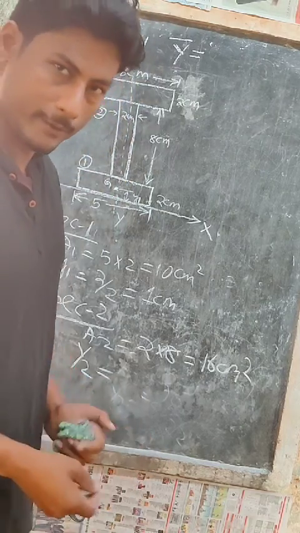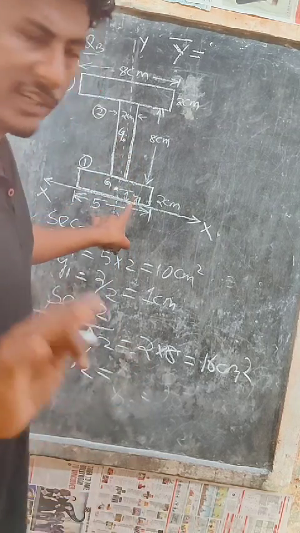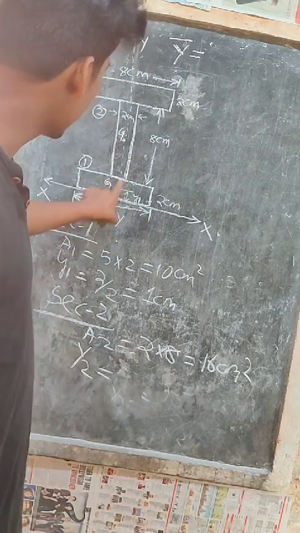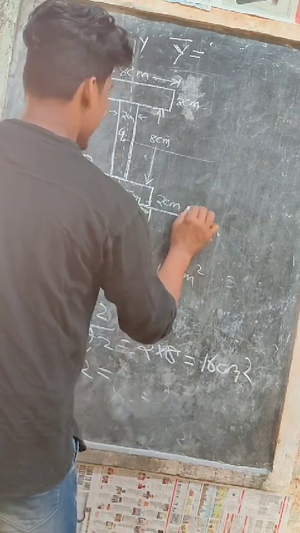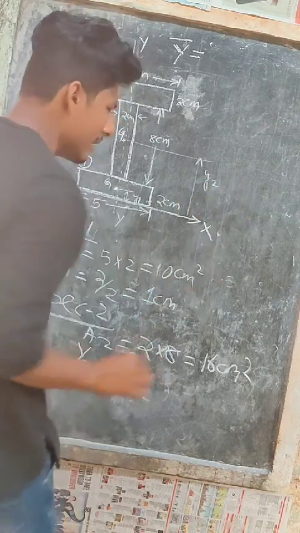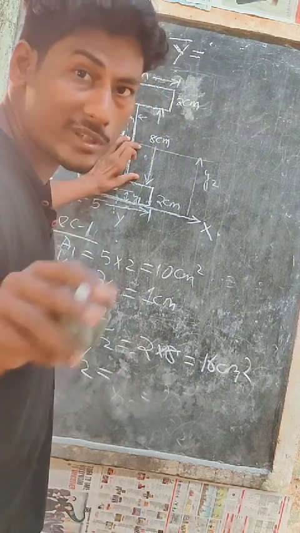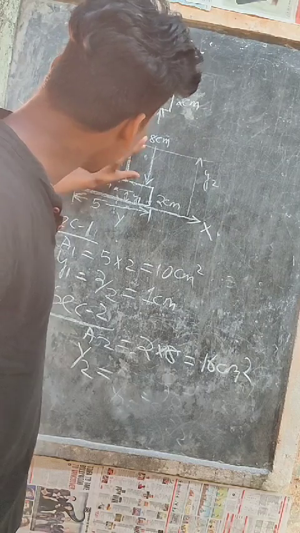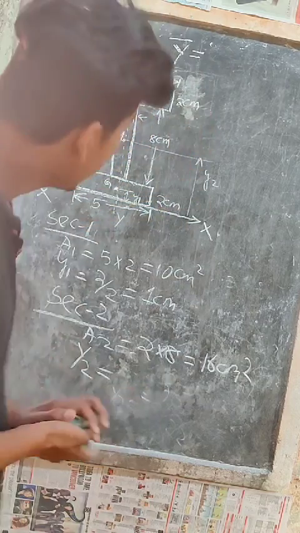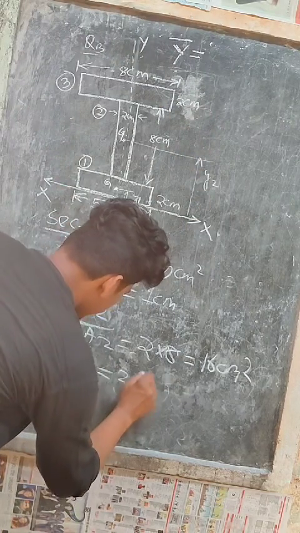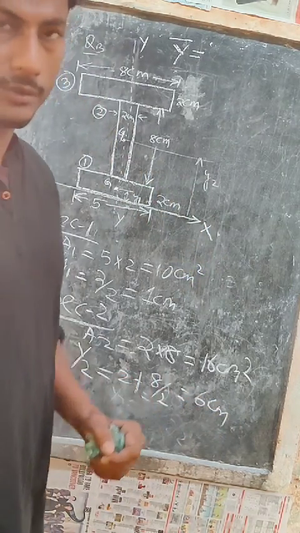Next come to y2. What is y2? Y2 means the distance from the x-axis to the CG point. And this is the CG point. This is the x-axis. So what is y2? This is 2 centimeter, and this distance will be 4 centimeter, because this is 8 centimeter and half distance means 8 by 2 equal to 4. 4 centimeter plus 2 centimeter is 6 centimeter. So 2 plus 8 by 2 equal to 6 centimeter. And this is for section 2.